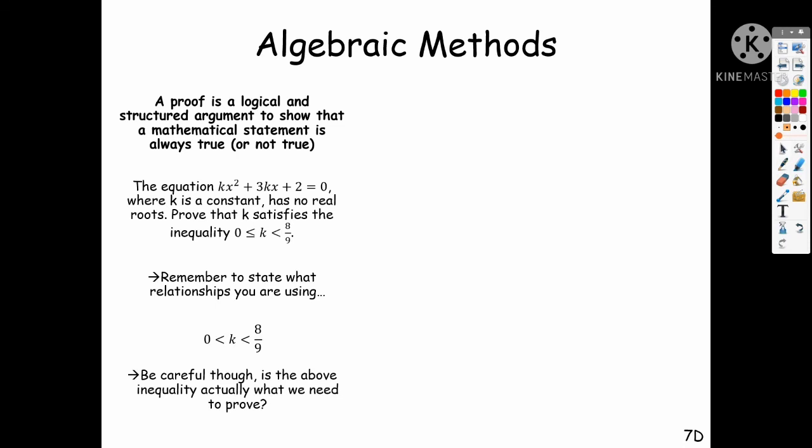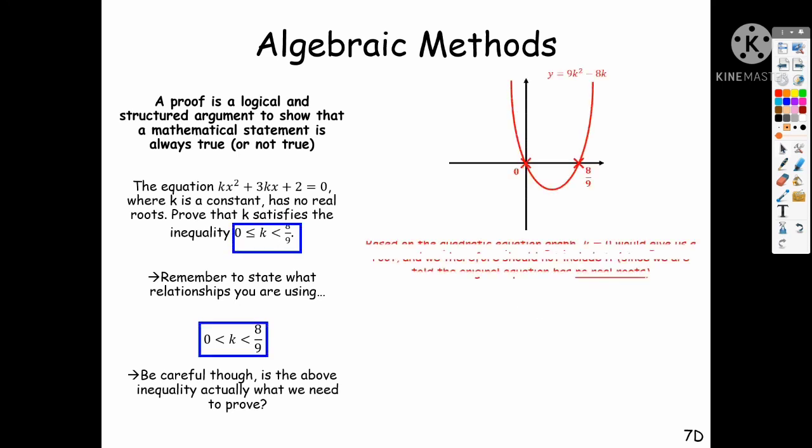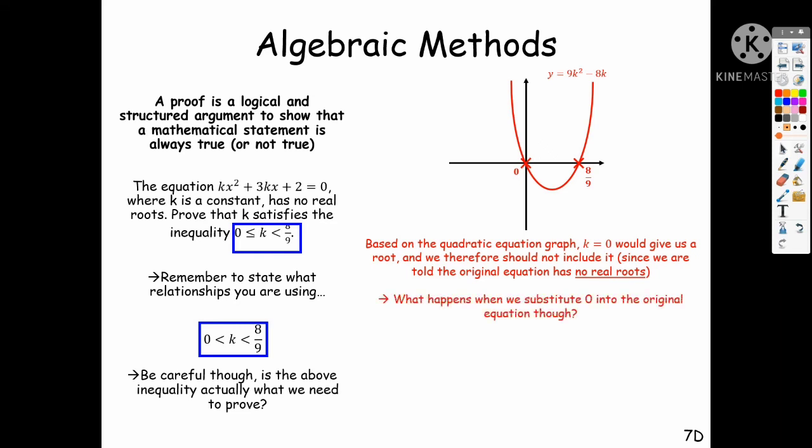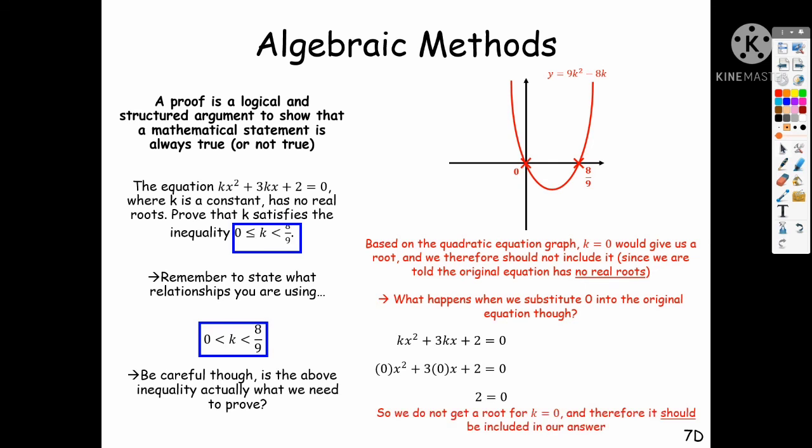Be careful though, is the above inequality actually what we needed to prove? No. That was a trick. They're different. Based on the quadratic equation graph, k equals 0 would give us a root, and we therefore should not include it, since we are told the original equation has no real roots. What happens when we substitute 0 into the equation? We get 2 equals 0. We do not get a root for k equals 0, and therefore it should be included in our answer.